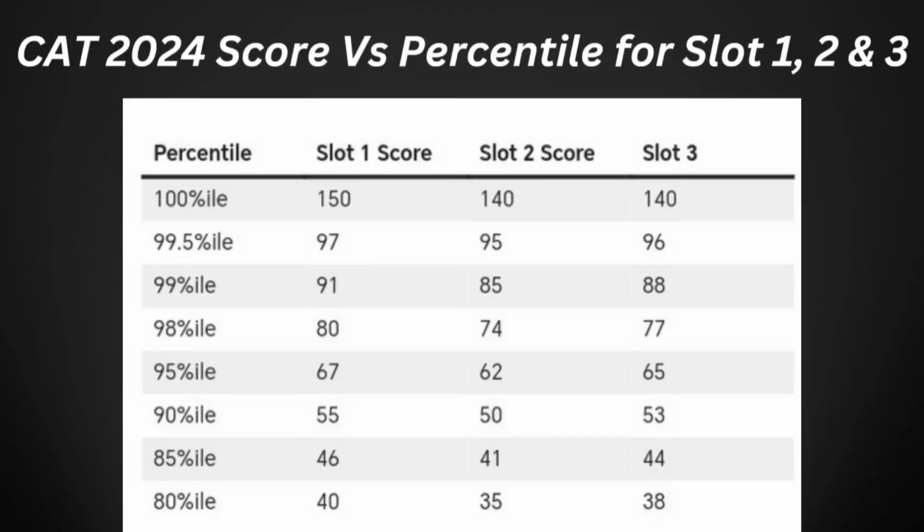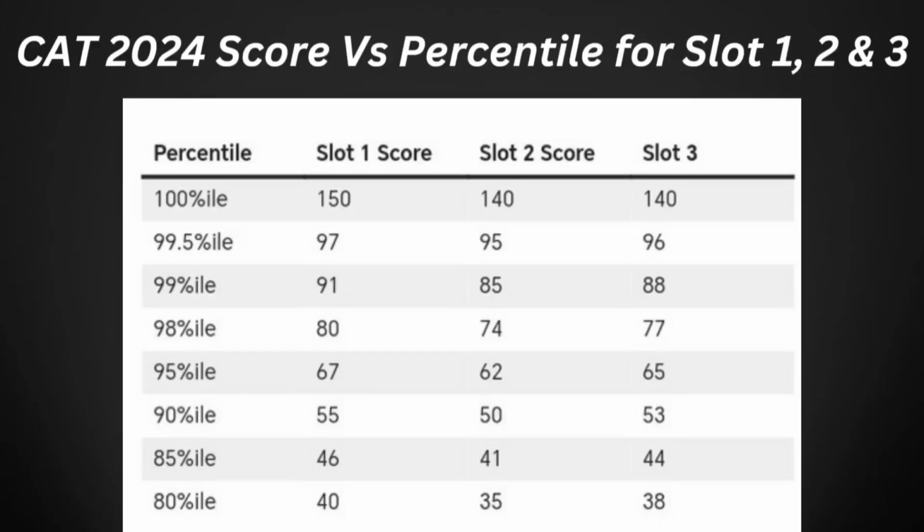If it is 67, it can be expected as 95 percentile. If your score is 55, it can be expected as 90 percentile. If your slot 1 CAT 2024 score is 46, it can be expected as 85 percentile. And if it is 40, it can be expected as 80 percentile.